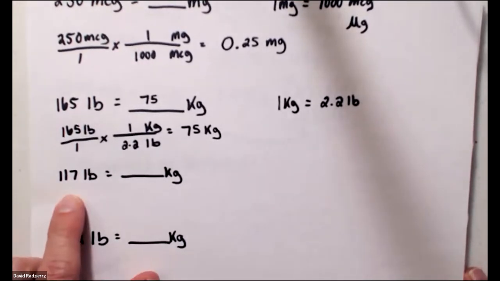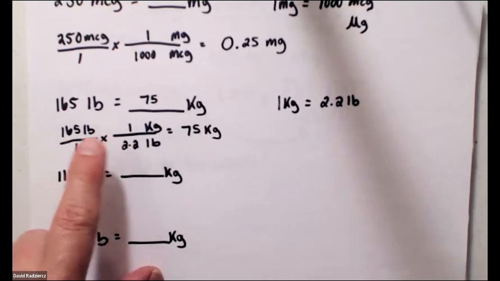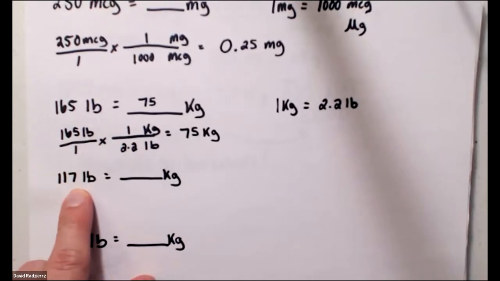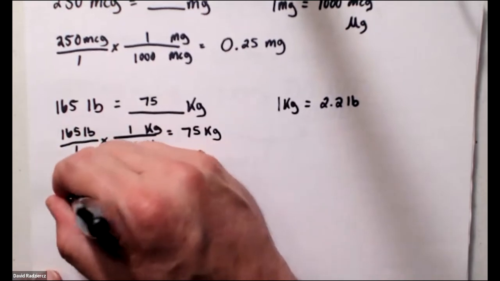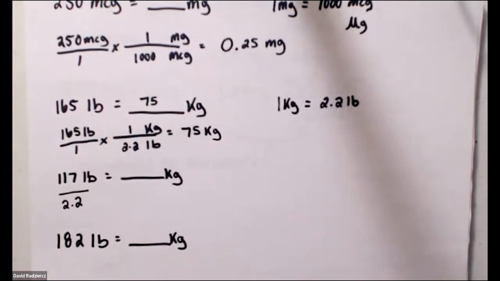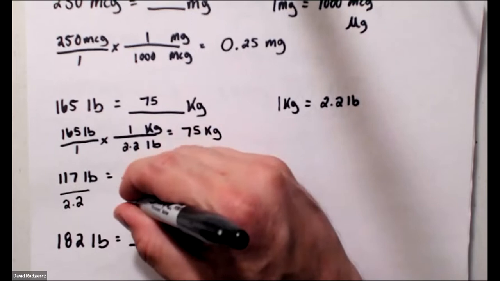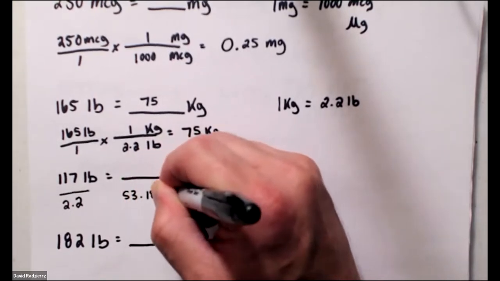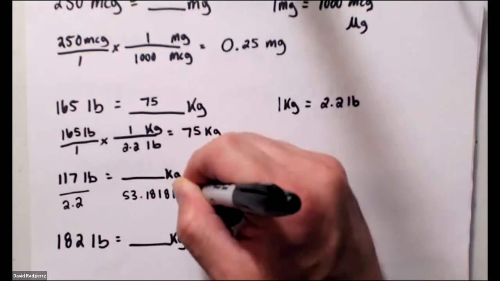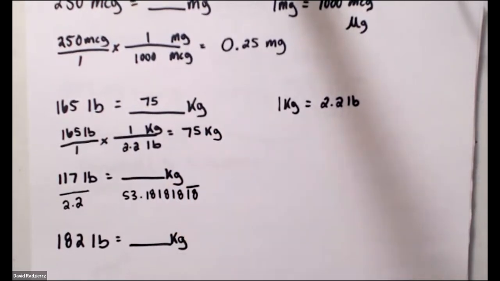Going to do the same thing here. Because it's the same setup, I won't show it again. I'm just going to go ahead and divide by 2.2. And then I'll write that here just so you know what I'm doing. So 117 divided by 2.2 gives me 53.18181818, and it just keeps repeating.